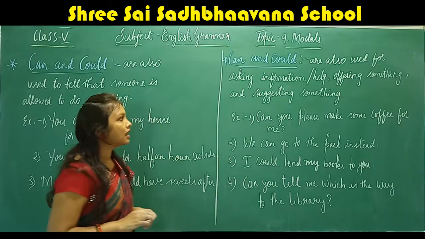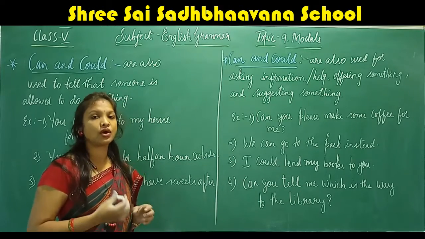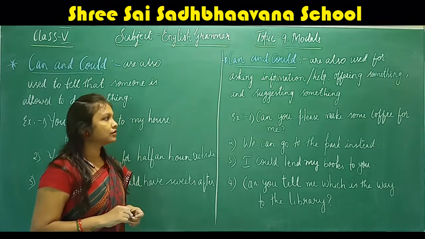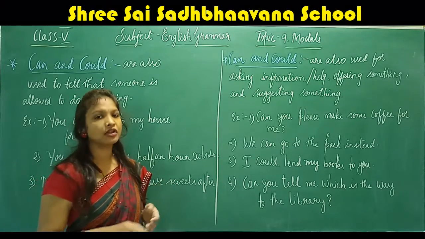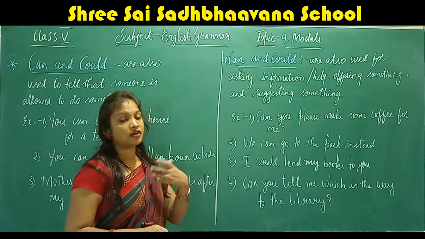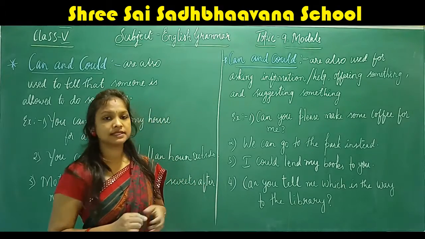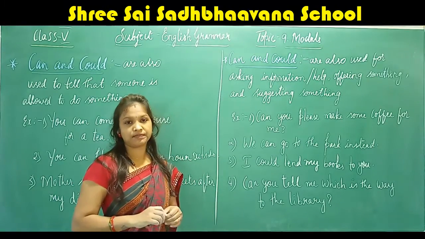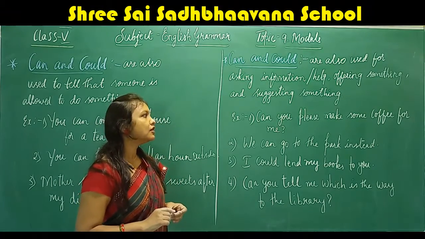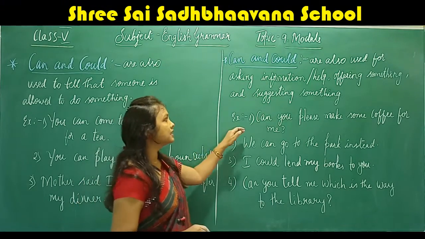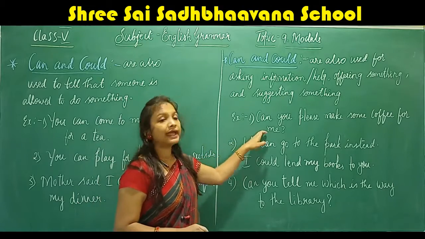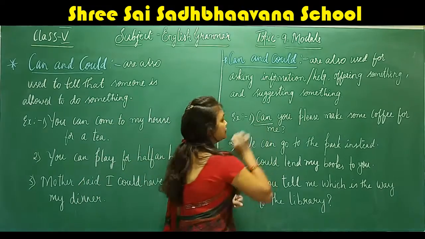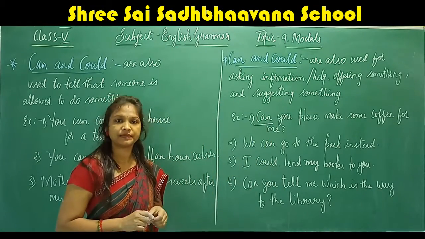Next, can and could are also used for asking information or asking for help, for offering something and for suggesting something. For example, can you please make some coffee for me? So here this sentence is related to help. The person is asking for help. Here the word can is used for asking help.